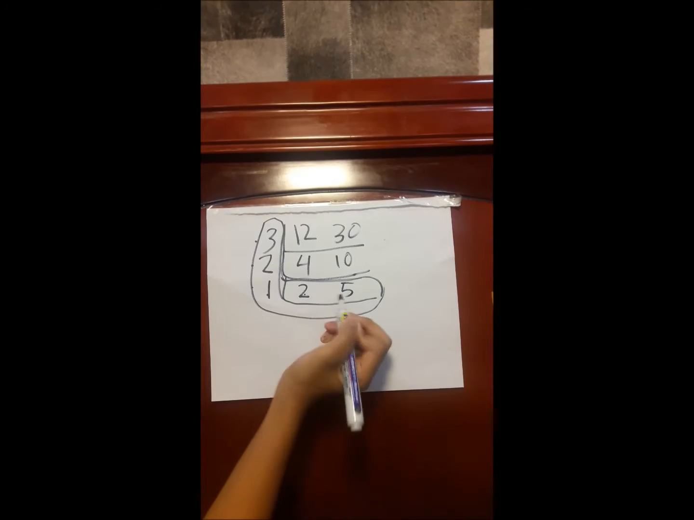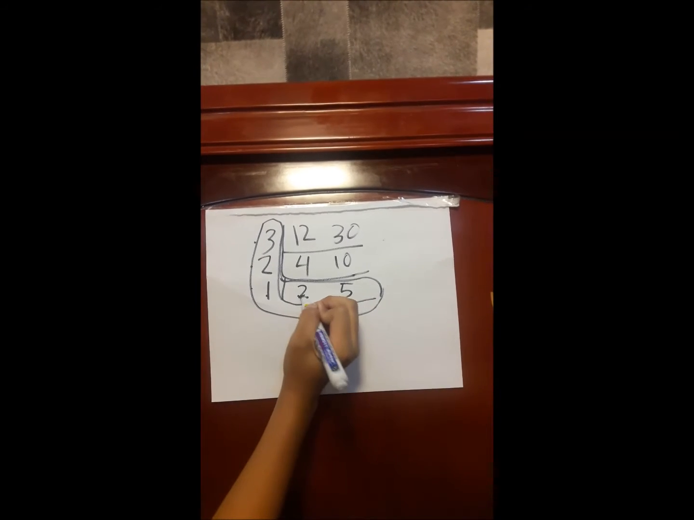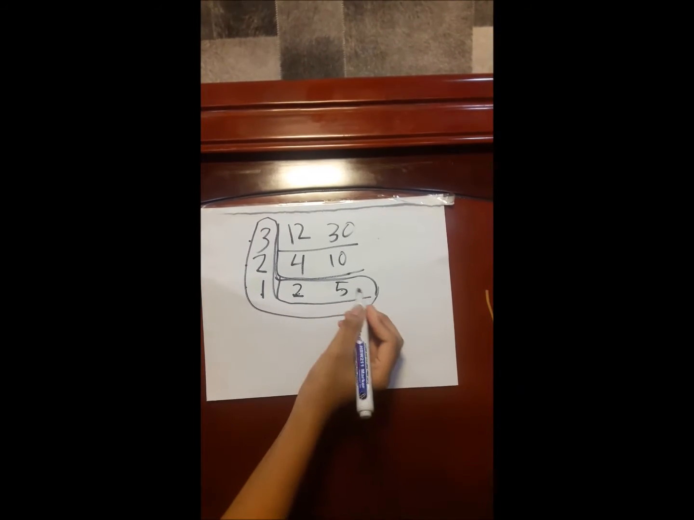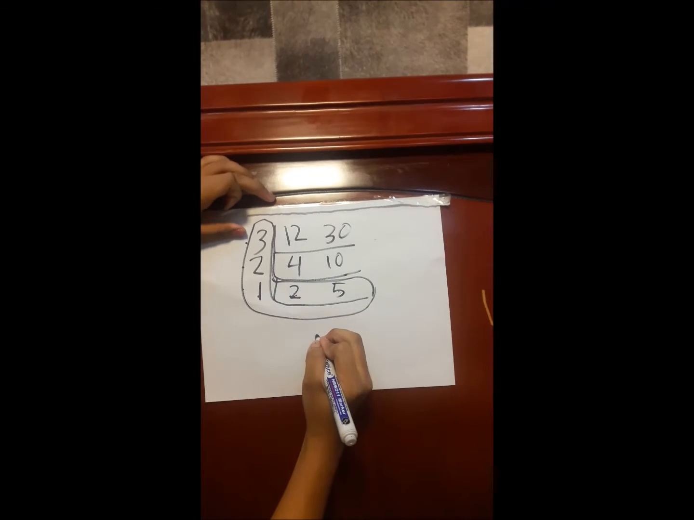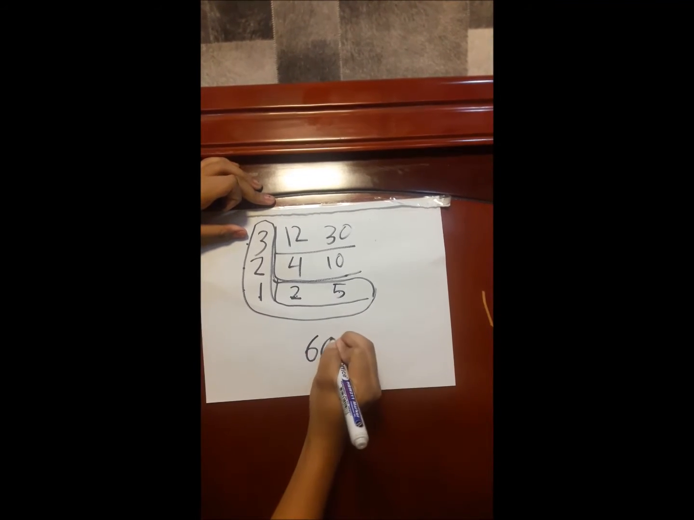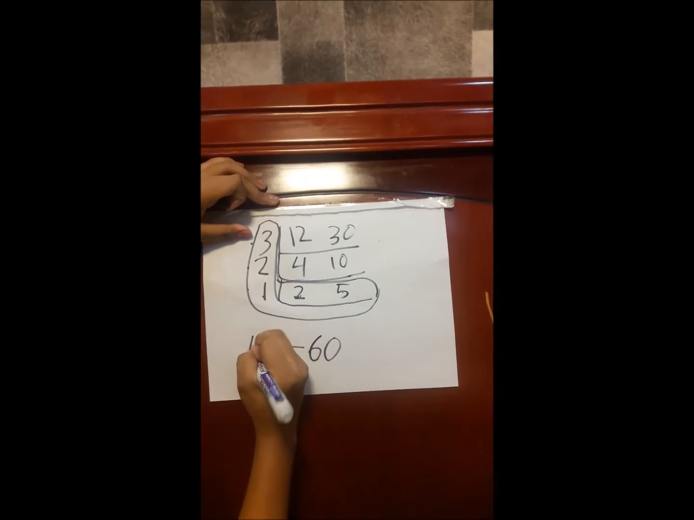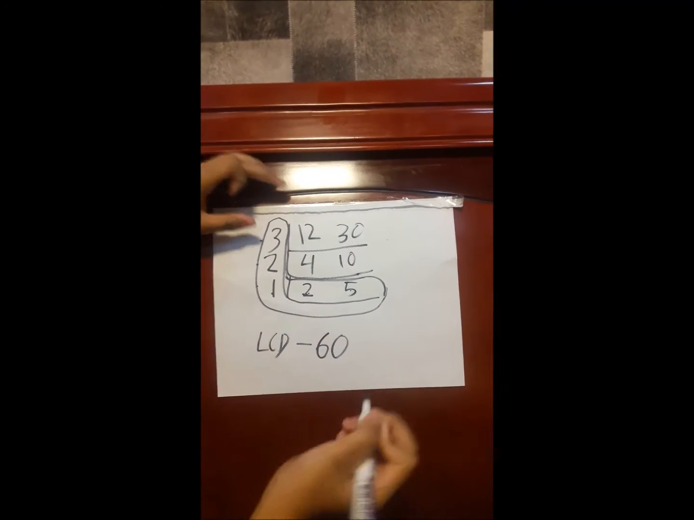6 times 2 is 12. And 12 times 5 is equal to 60. I'll write down the number 60 here, and there, that's the LCD, 60.